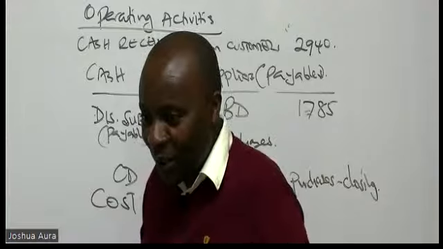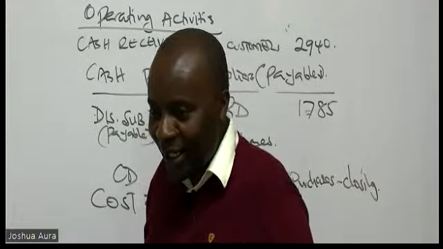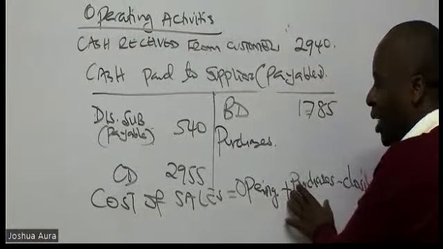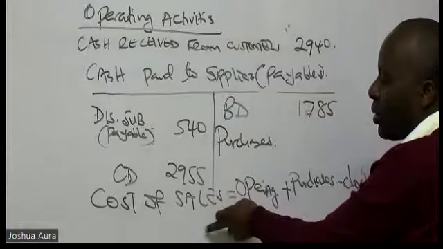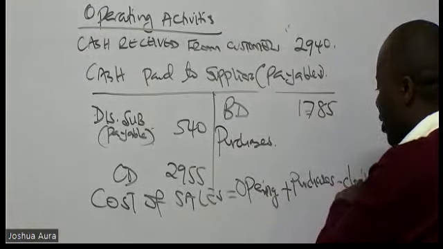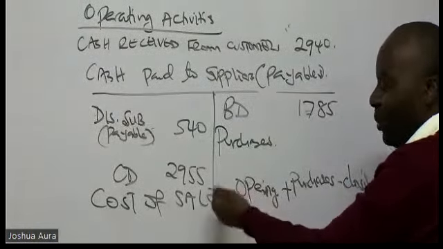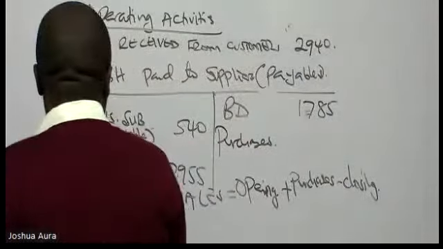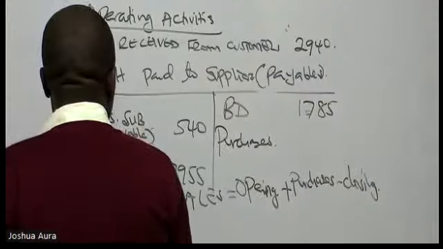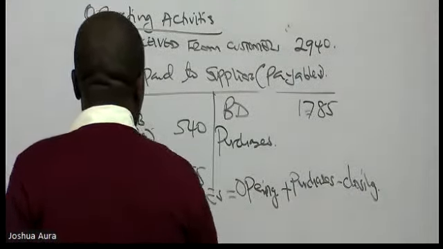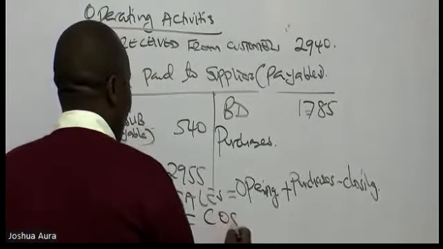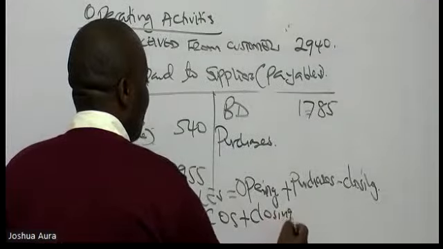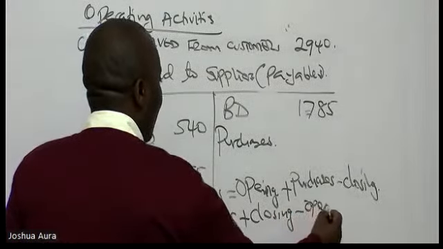Oh, maybe Mutunga, you are not able to get a minus there, right? So if I leave these purchases on this side, then I can see closing stock crossing over. It becomes positive. So closing will become positive, opening will be subtracted. Thank you so much. So they are telling me that purchases here will be cost of sales plus closing minus opening.